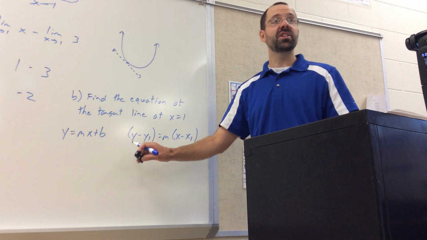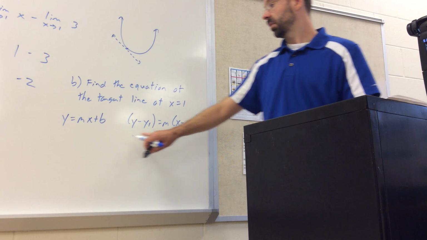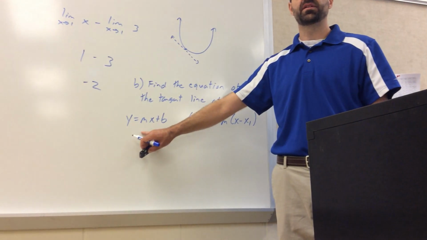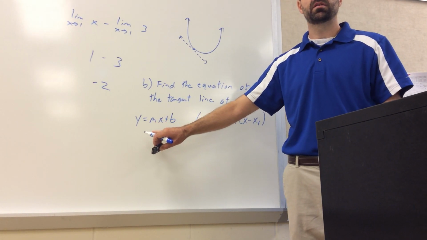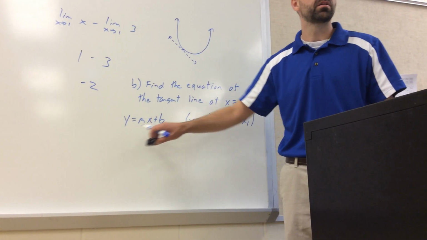So whenever you write the equation of a line, you can use this method, point slope method, or this method, slope intercept method. Doesn't matter. You're going to get the same answer either way. It's just different ways of starting.